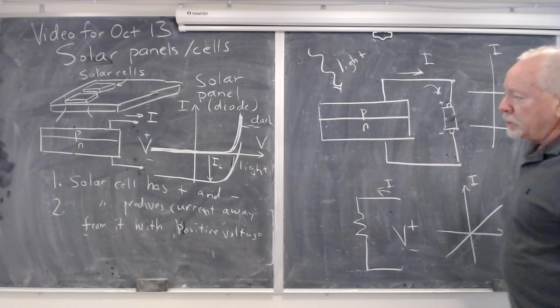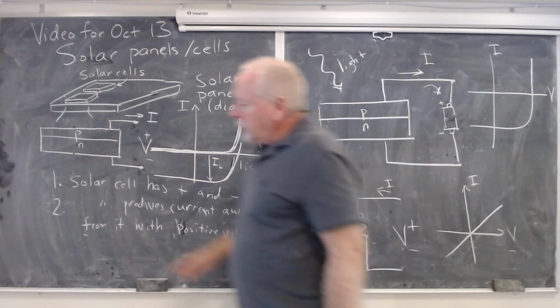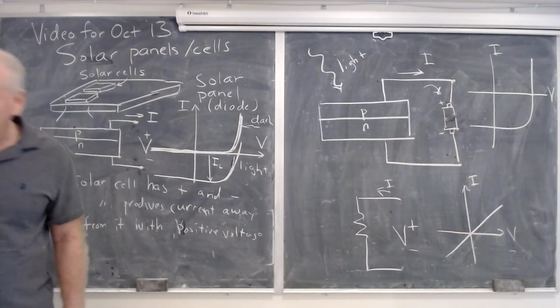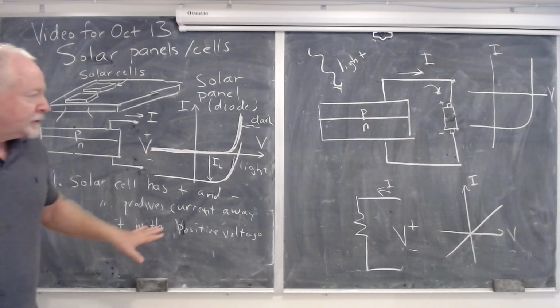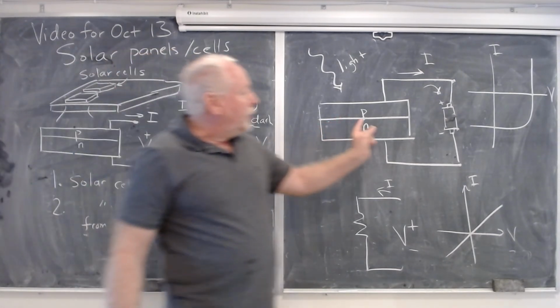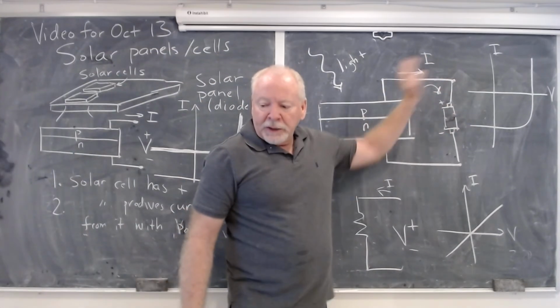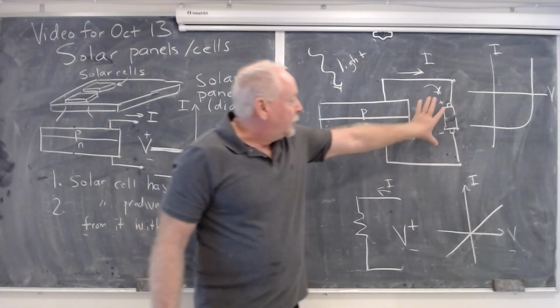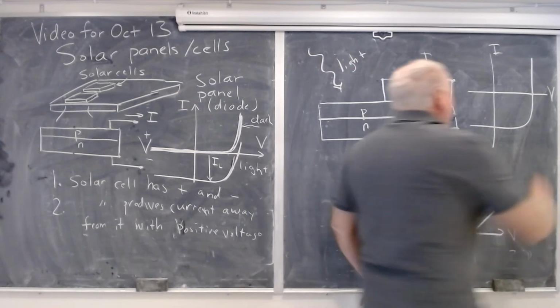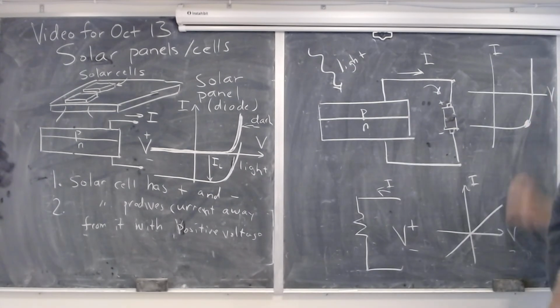So again, if someone ever comes to you and says, I've invented a new way of producing electricity from the sun, there are two things. First of all, your first question is, what's the plus terminal? And the second question is, can it supply current away from the device, meaning a negative current with reference to the device, if you put a positive voltage across it, which a solar cell can.